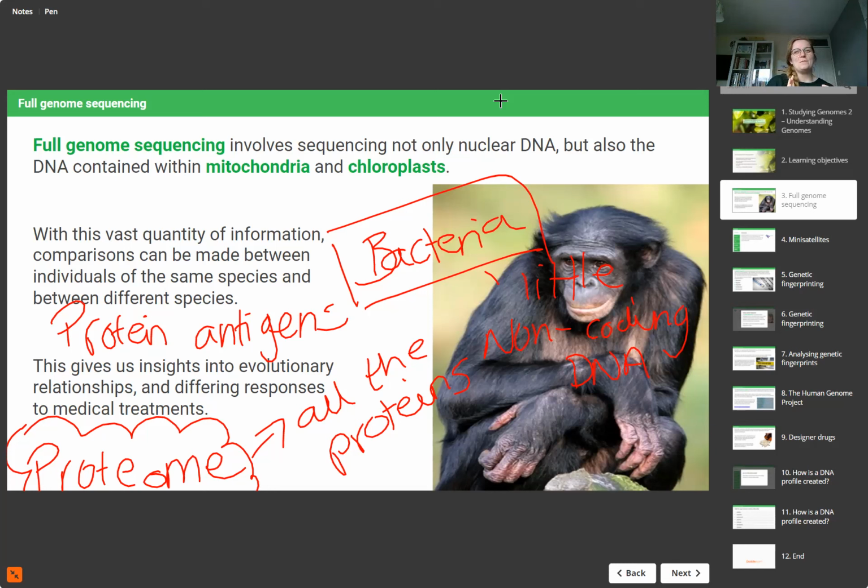However, work's been done on the human proteome, and the codes for more than 30,000 human proteins have been identified so far. So whilst we've got the Human Genome Project, we don't have the full Human Proteome Project.